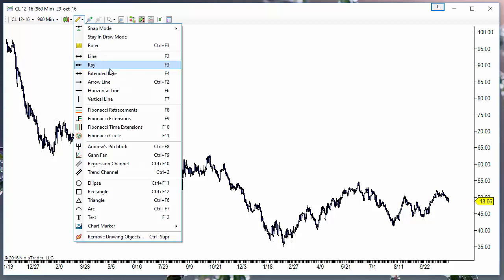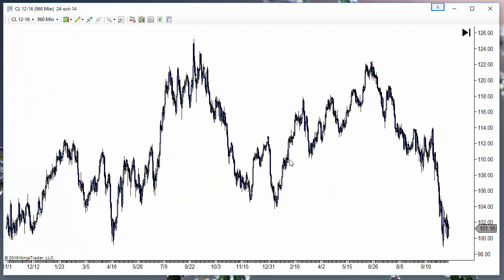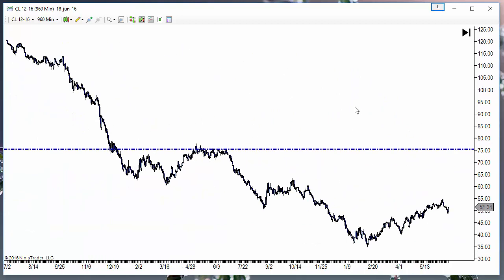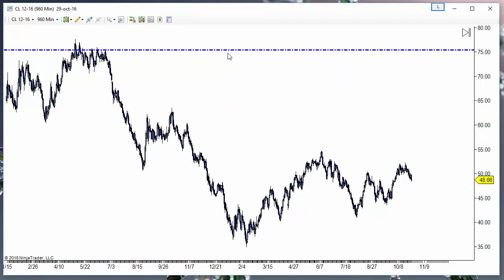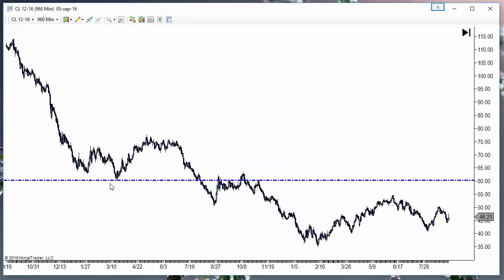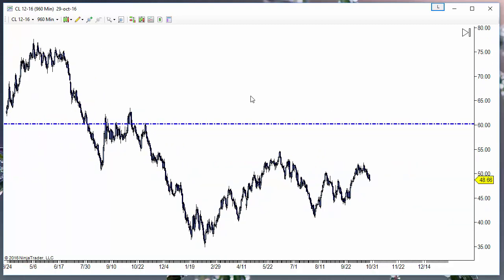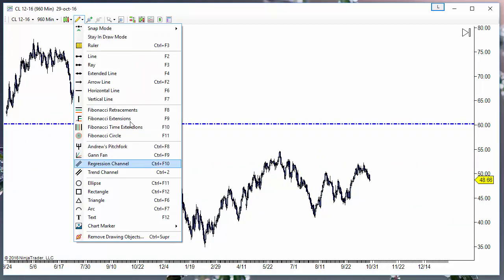The tools that we are going to use are mainly the horizontal line, which we use to show any group of pivots that are touched several times on the chart. For example, these high pivots are also touched by this low pivot. Any pivot touched 2 or more times must be taken into consideration.